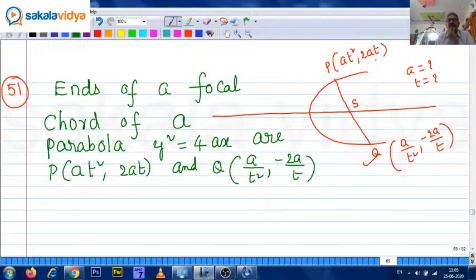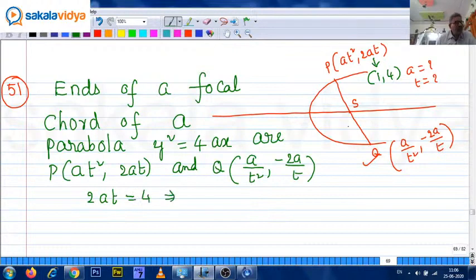Okay, this is given that 1 comma 4. Am I correct now? So now, I don't go to the now, already they have been recorded. Here 2at equals to 4. 2at equals to 4.